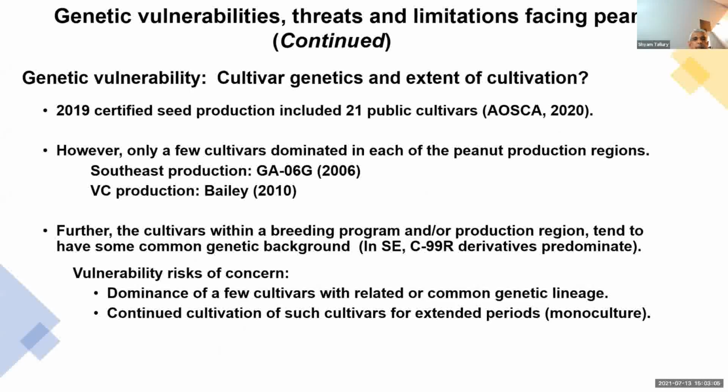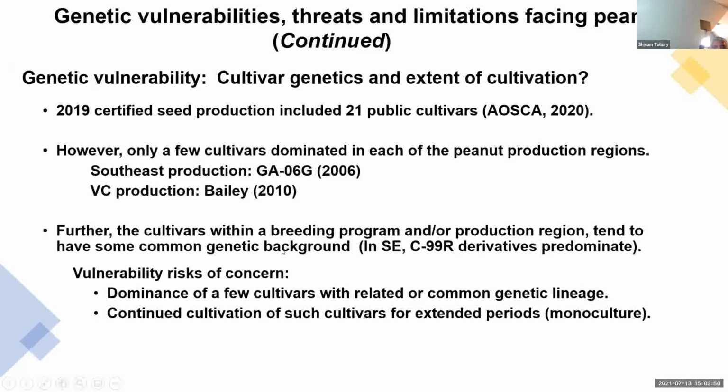On genetic vulnerability, in 2019 the certified seed production included 21 public cultivars. Most of the time, the certified seed production acreage reflects what's being grown the following year. In Southeast production, Georgia 06G, which was released in 2006, has been the most dominant cultivar. Similarly, in the Virginia-Carolinas production area, Bailey, which was released in 2010, has been the most dominant variety. So they've been in cultivation for quite some years now.